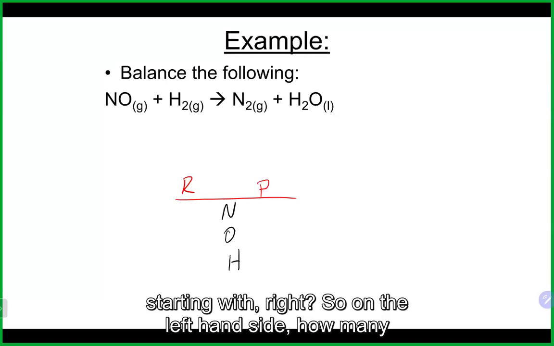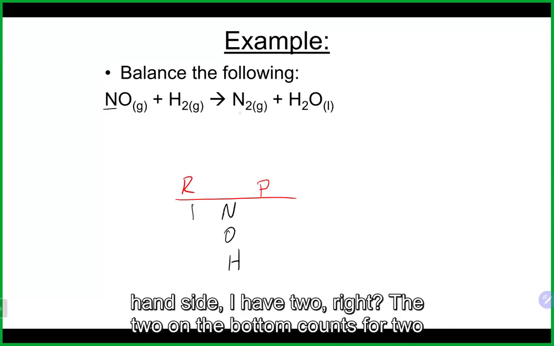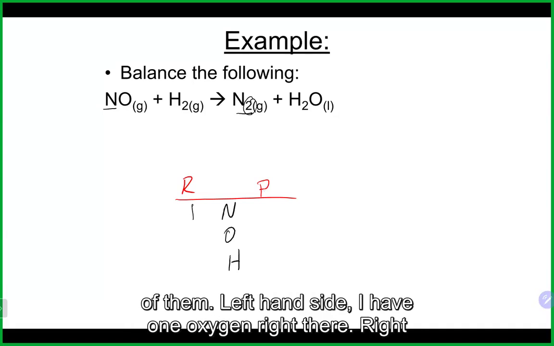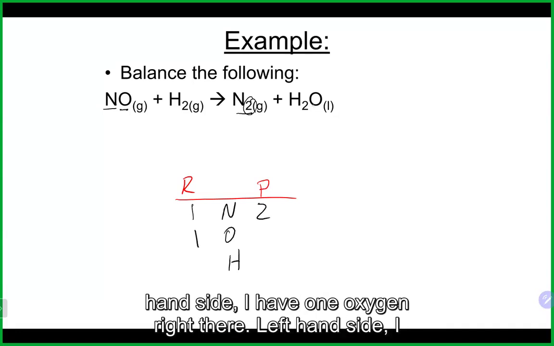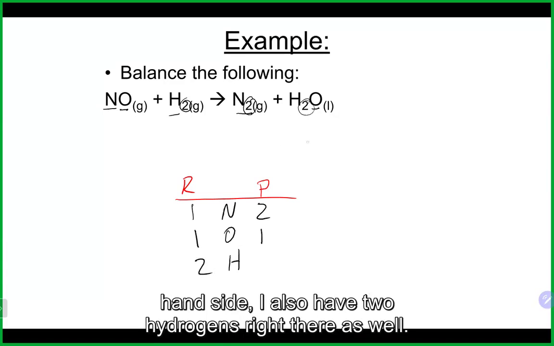So on the left-hand side, how many nitrogens do I have? I got 1 right there, right? On the right-hand side, I have 2, right? The 2 on the bottom counts for 2 of them. Left-hand side, I have 1 oxygen right there. Right-hand side, I have 1 oxygen right there. Left-hand side, I have 2 hydrogens right there. And on the right-hand side, I also have 2 hydrogens right there as well.